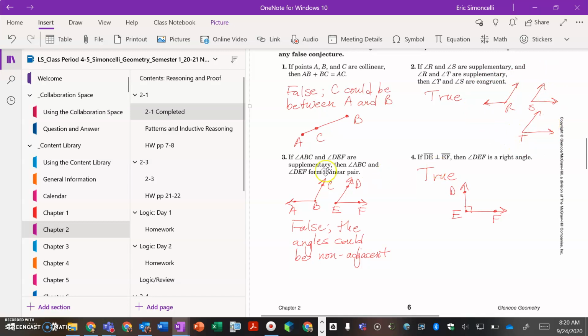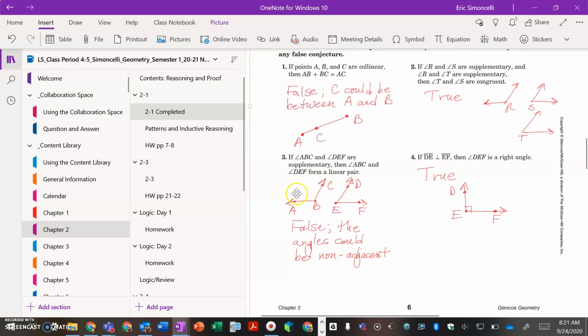There is no counterexample. Number 3, if angle ABC and angle DEF are supplementary, then angle ABC and angle DEF form a linear pair. Again, I've tried to draw this in such a way where this is obtuse, this is acute. If you add these two angles together, I would argue you get 180. I purposefully drew them out in such a way where they're not touching one another. So in this case, this is your counterexample. The answer is false. And the reason is that the angles could be non-adjacent.